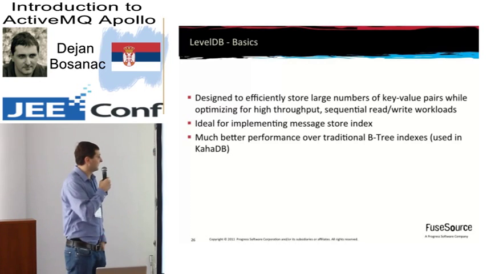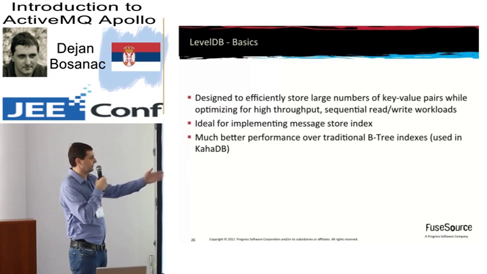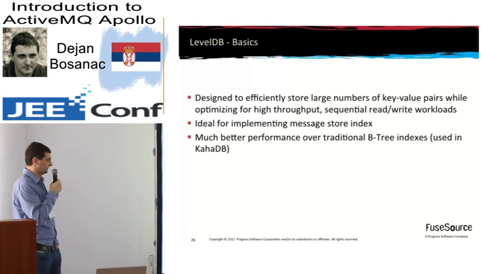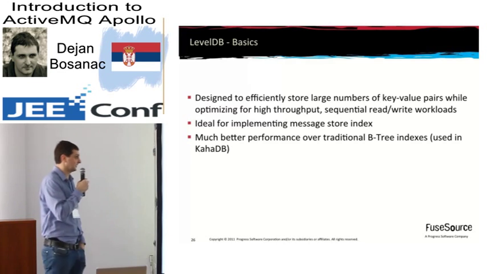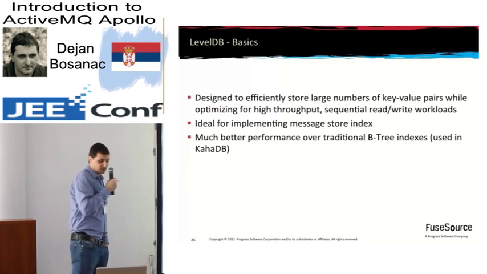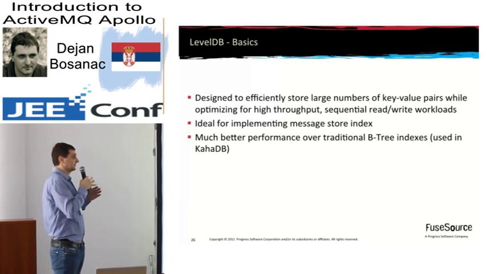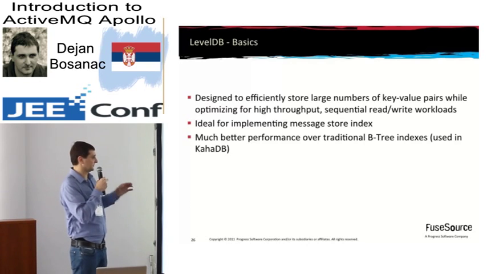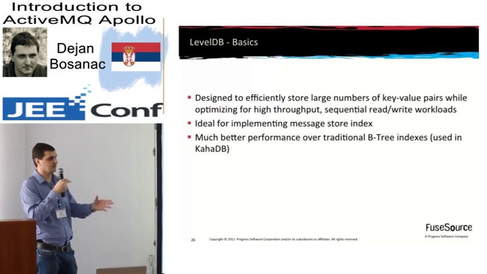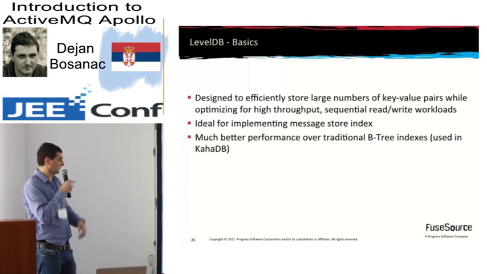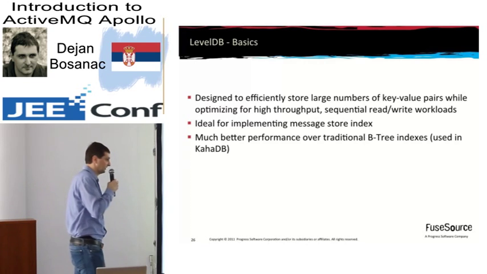So the KahaDB store in ActiveMQ 5 uses a B-tree index, which is nothing wrong with that. Up to a few years back, that was the traditional approach to these kinds of problems. But using a technology like LevelDB gets much better performance, and it's important to say much better, for this kind of sequential read and write scenario, which is what we do with messaging. We don't read data randomly. We just use first in, first out. So we just want to read the index in sequential order.